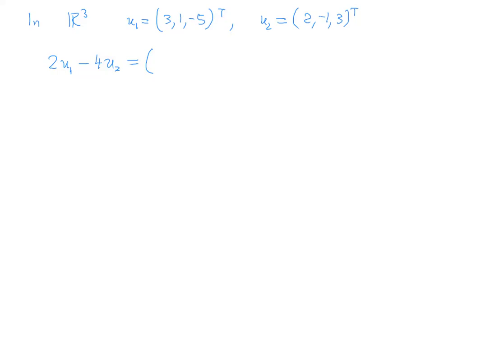Okay, let's see if we did it right. For the first coordinate, we have 2 times 3, which is 6, minus 4 times 2, so minus 8. 6 minus 8 is negative 2. For the second coordinate, we have 2 times 1, which is 2, minus 4 times negative 1, so 2 plus 4, that's 6. And for the last coordinate, we have 2 times negative 5, which is negative 10, minus 4 times 3, minus 12. So negative 10 minus 12, that's negative 22. And that's it, right?